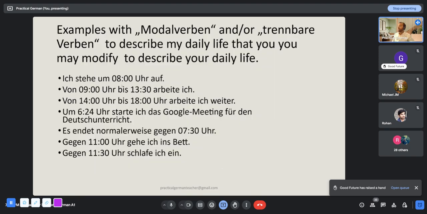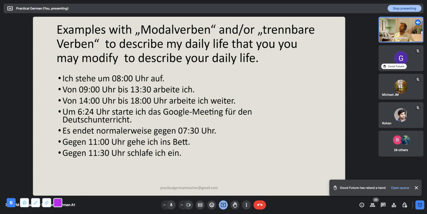Here I have given something like, ich stehe um 8 Uhr auf, I wake up at 8. Now you look at the verb, you see at the end of the sentence you have auf. That means auf is a prefix and the verb is stehen. So the verb actually is aufstehen. This is a separable verb.